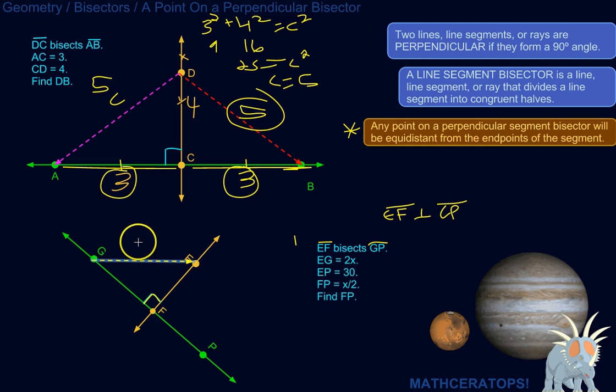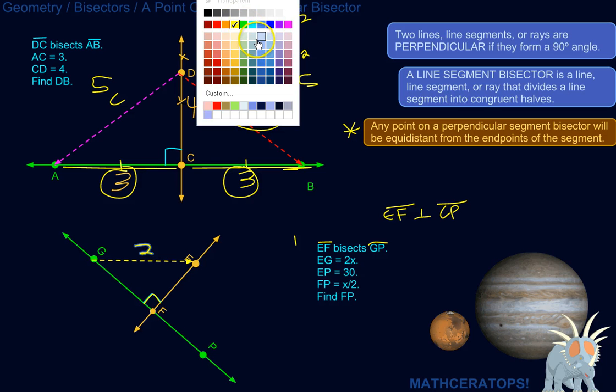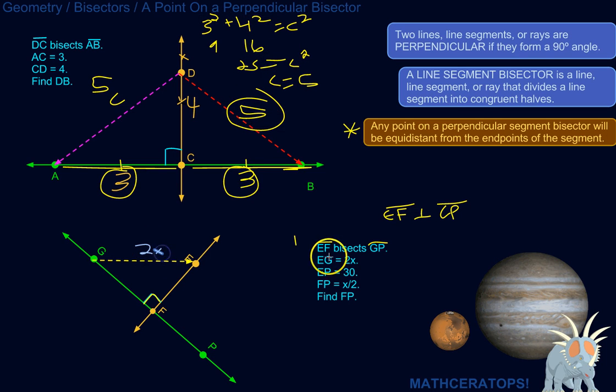So EG is 2x. Let's make this solid again. And then let's switch. Okay, so 2x is what that's saying. EG is 2x. EP is 30. FP is x over 2. Let's find FP. So FP is x over 2, so we need to figure out what x is before we do anything.